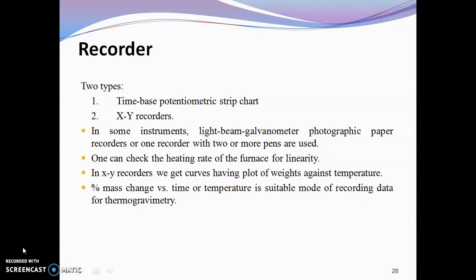Then the recorder. Two types of recorders are there: time-based potentiometric strip chart recorder and XY recorder. In some instruments, a light beam galvanometer, photographic paper recorder, or one recorder with two or more pens are used. One can check the heating rate of the furnace for linearity. In the XY recorder, we get curves having a plot of weight against temperature. Percentage mass change versus time or temperature is a suitable mode of recording data for thermogravimetry.